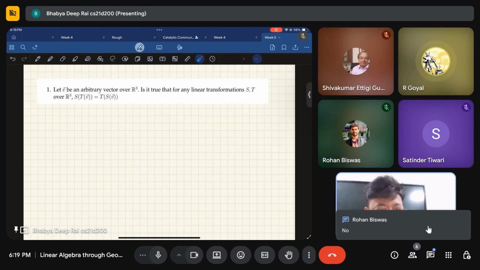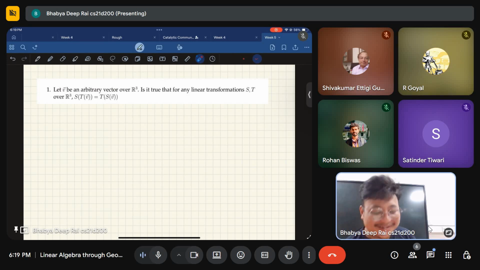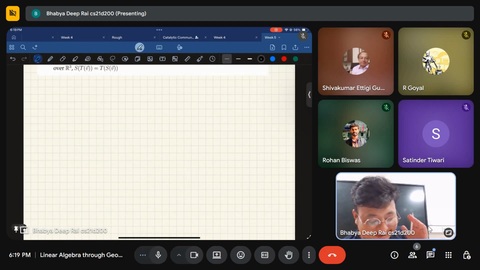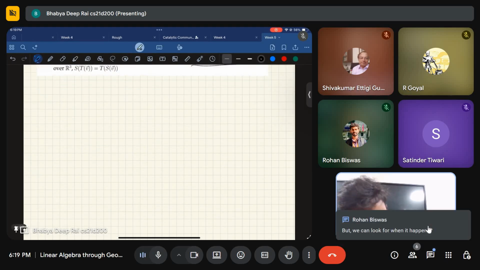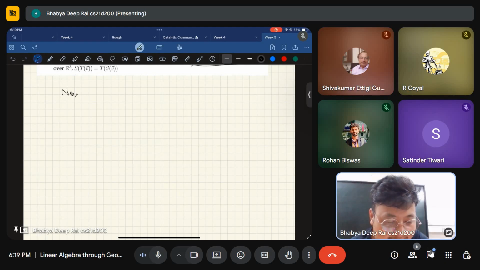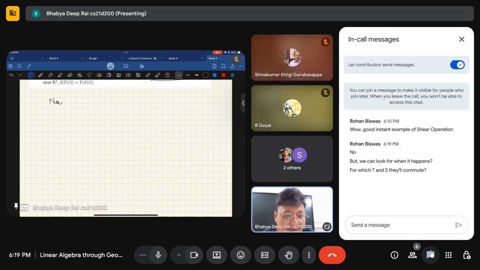So matrix multiplications are not commutative. That is the simple answer. This was a very simple question. I just want to drill into your head the concept that linear transformation and matrix multiplication are the same thing. So no, it is not true. But we can look for when it happens, for which T and S they will commute.